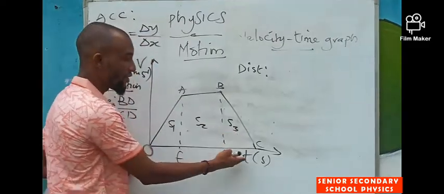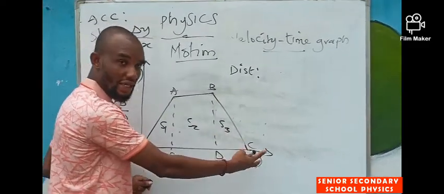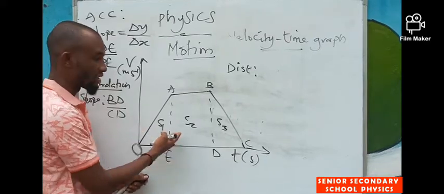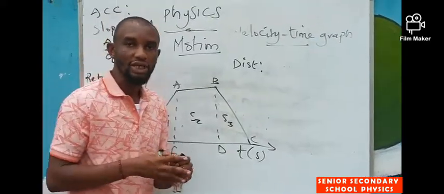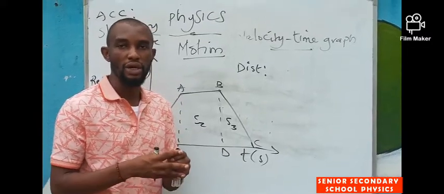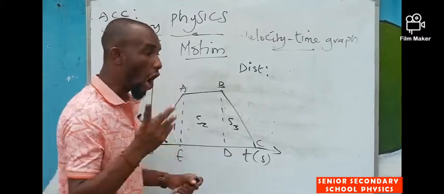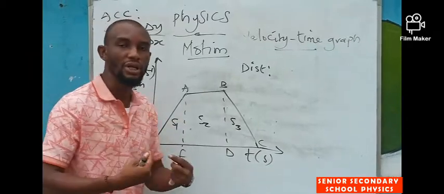For the third movement, we have a triangle as well: half base times height. So, the value I got here, plus the value I got here, plus the value I got here, I will sum everything together to have the total distance undergone by the object.